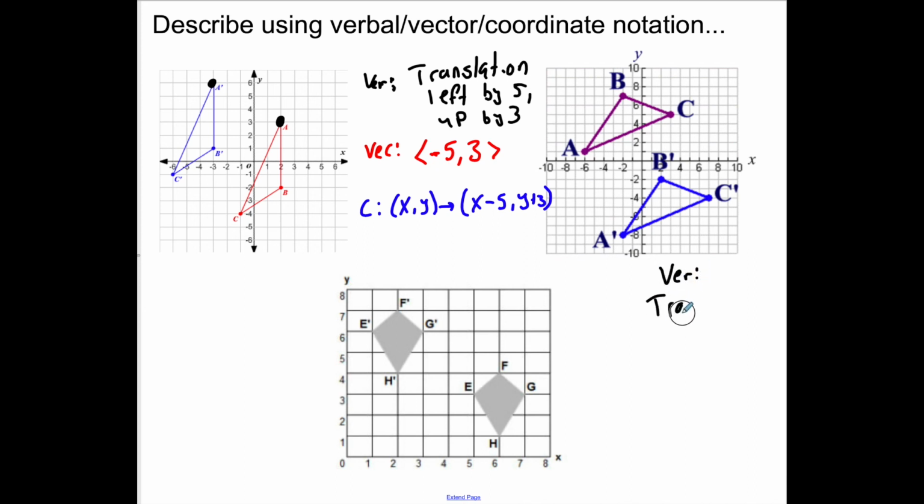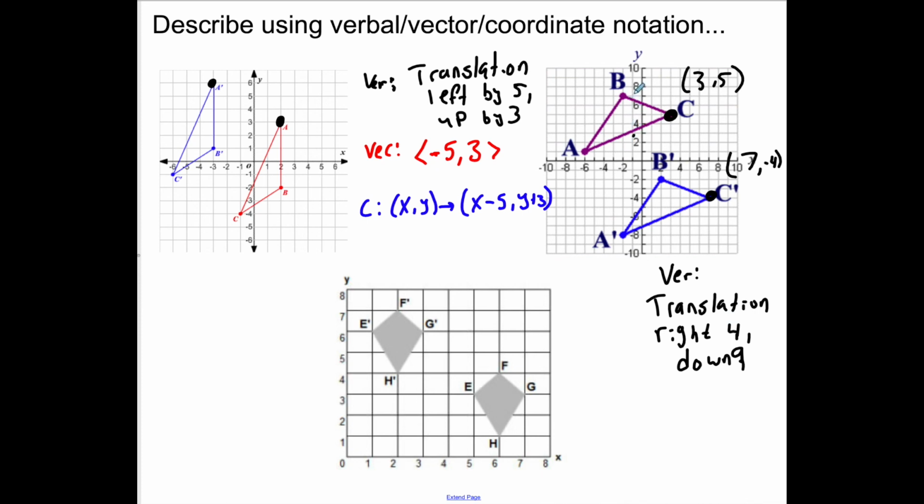So it's a translation, and again, I'm going to choose, in this case, it doesn't matter, C and C prime. So observe that C is at 3, 5. C prime is at 7, -4. So to get from 3 to 7, I'm going to have to go right by 4. And to get from 5 to -4, I'm going to have to go down by 9.